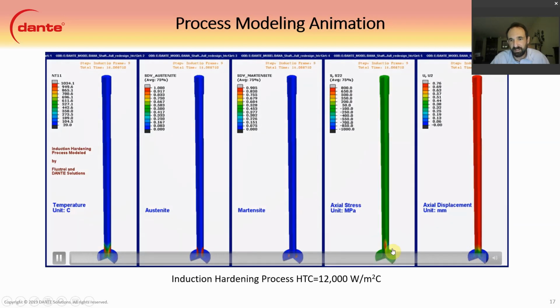You can then see that's the ahead of the austenite front. You can then see the high compression that forms on the surface from the expansion to martensite, but you also get very, very high subsurface centerline tension that has to balance out the compression.